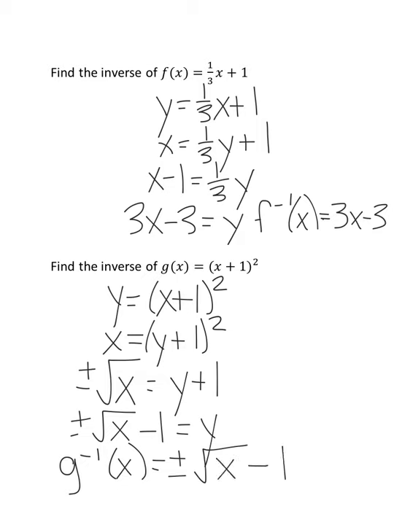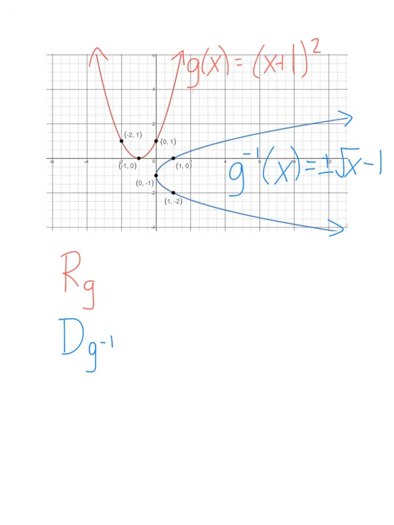Let's take a look at the graph. Looking at the graph of g of x equals x plus 1 all squared, we identify this as a quadratic that has a vertex at -1, 0. It's drawn in red. The inverse graph is represented by the blue curve. We want to look at the domain and range to see what's happening on both the original and the inverse graph.